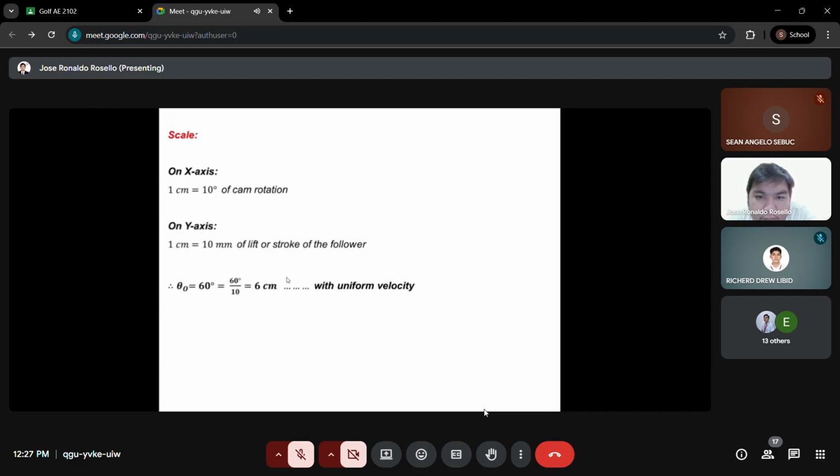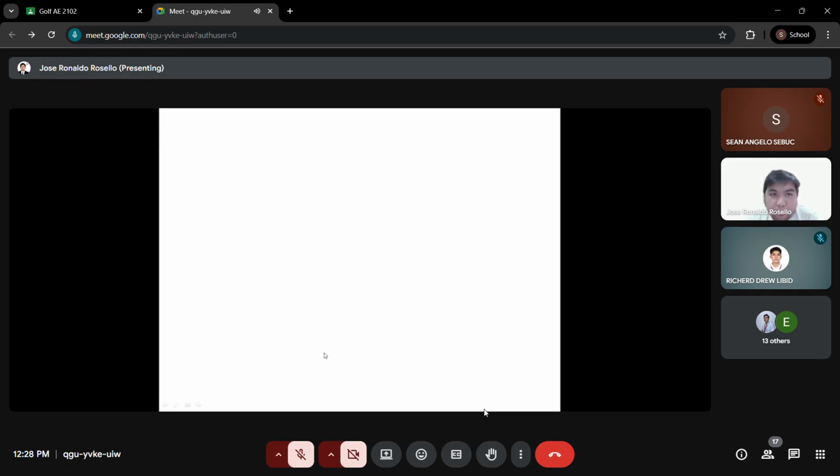Now as the outstroke is given as 60 degree, 60 divided by the scale that we have chosen, which is 10, so 60 divided by 10, that is 6 centimeter. So we are going to draw the outstroke with 6 centimeter on the displacement diagram. Similarly, the return stroke is also 60 divided by 10, that is 6 centimeter. And lift or height of the follower is 40 mm on the y-axis. So 40 divided by scale 10 mm, so 40 divided by 10, that is 4 centimeter on the y-axis.